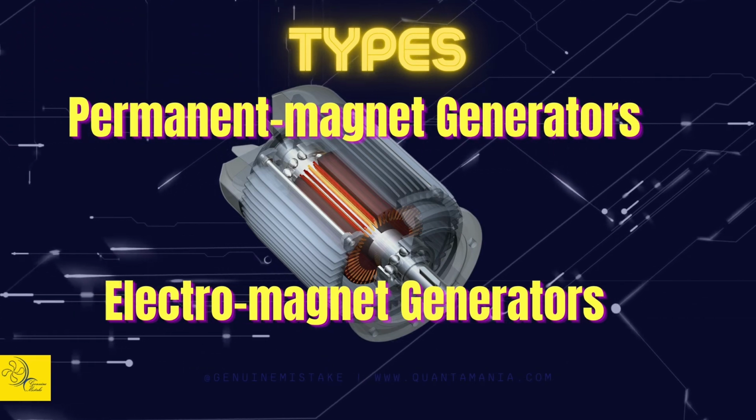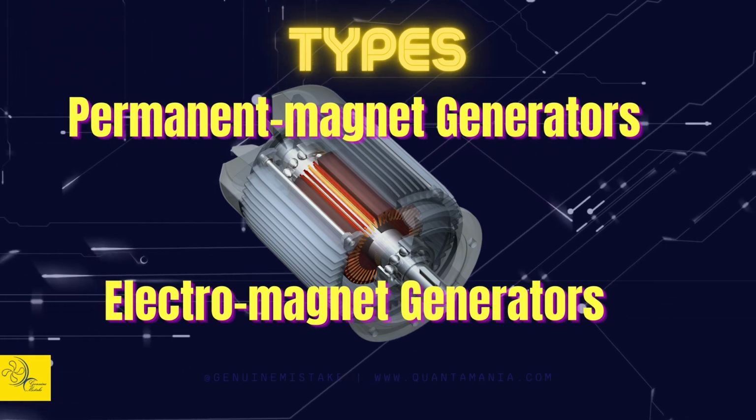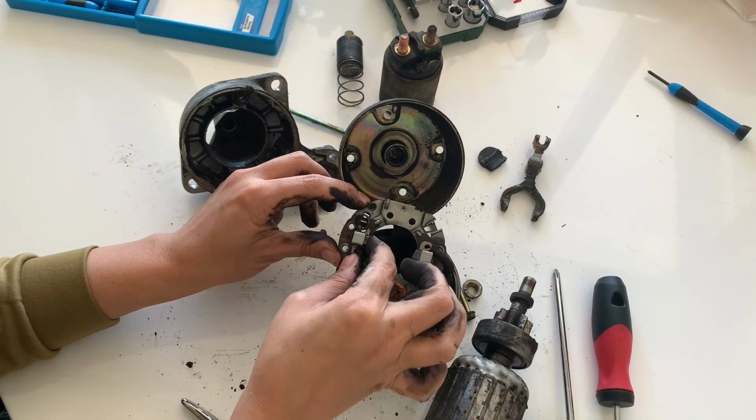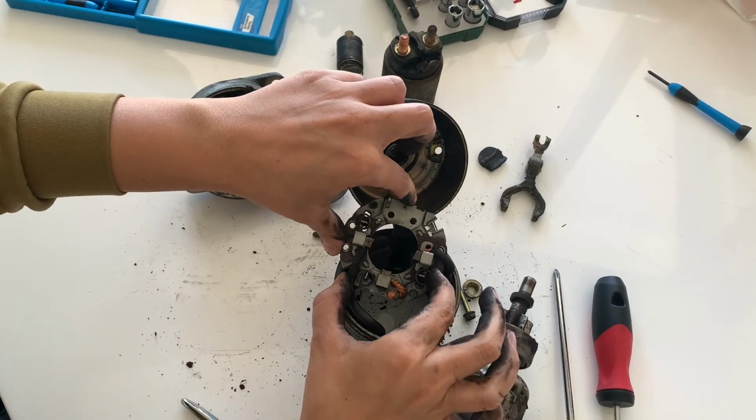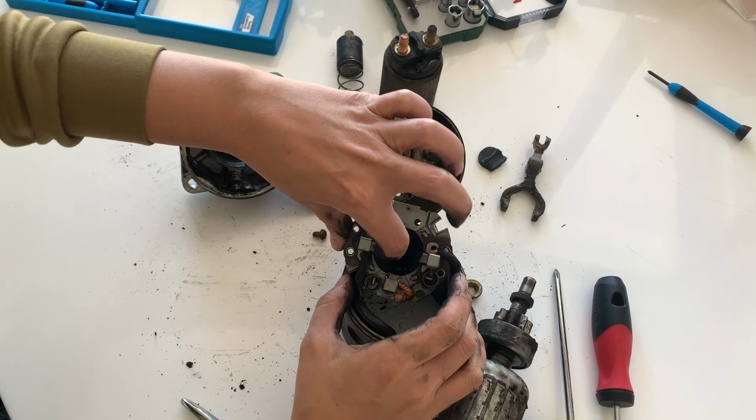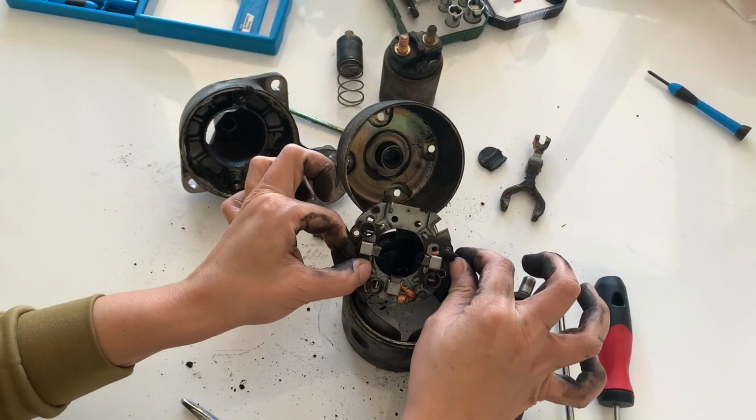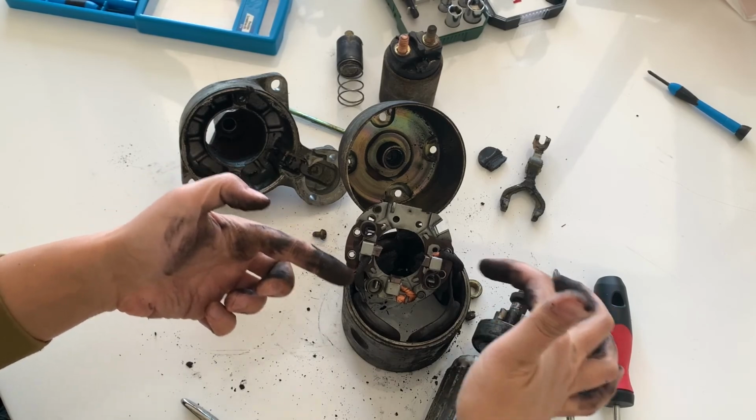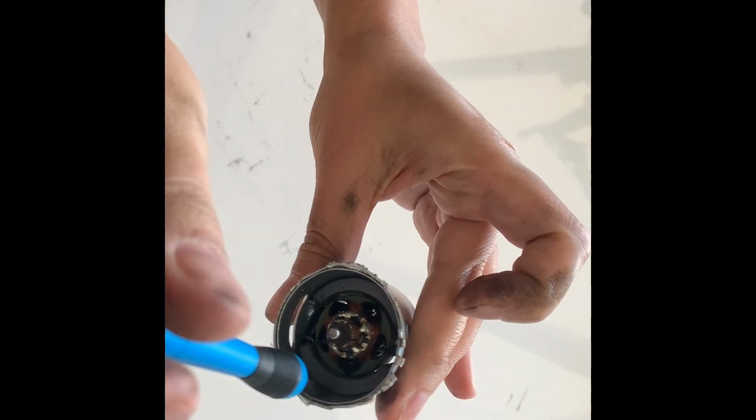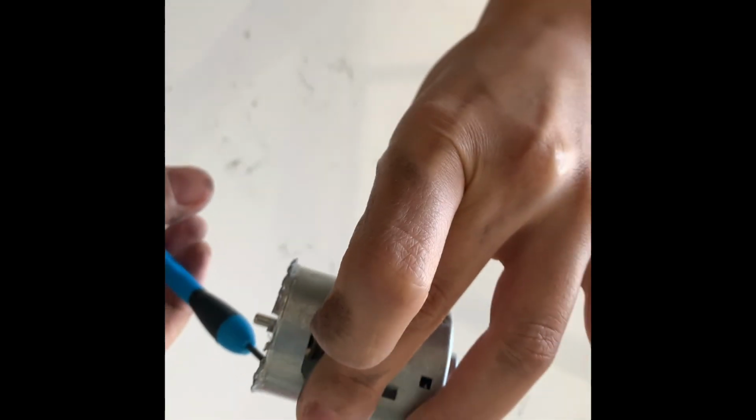But that's a topic for the next video. So we learned how a generator generates an alternating waveform. But in the beginning of the video, I mentioned DC motors and generators. So how do we convert AC to DC is a topic for the next video.